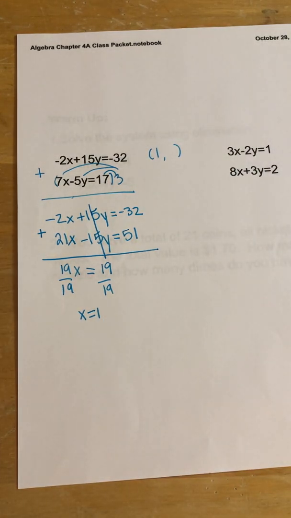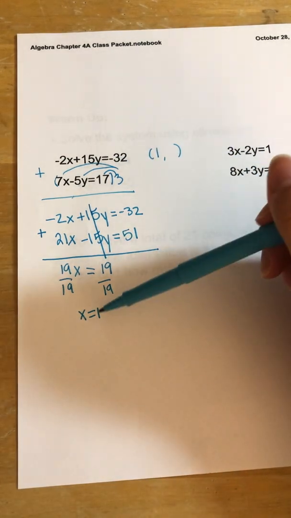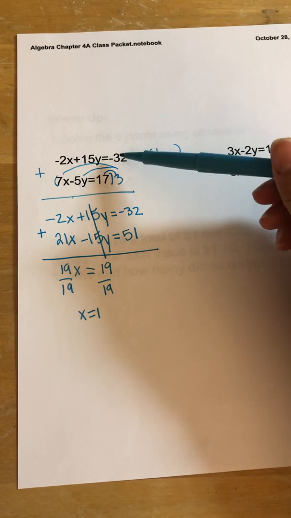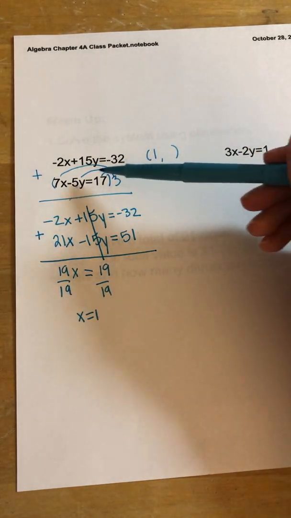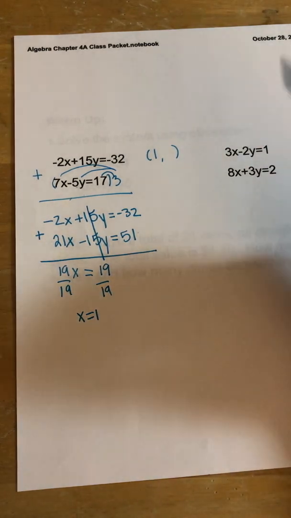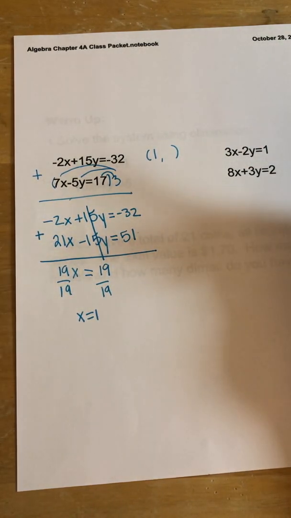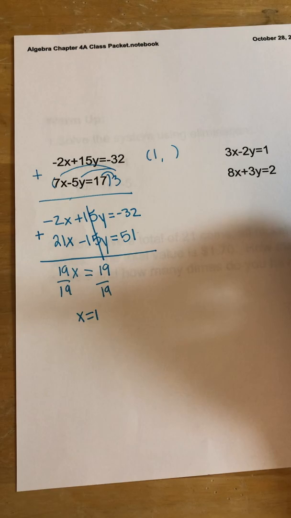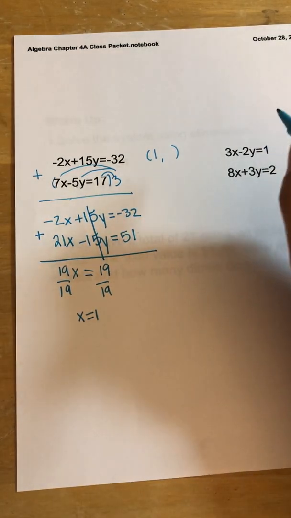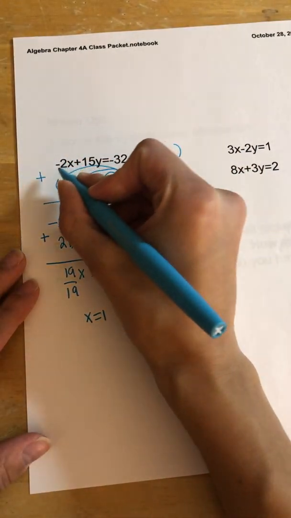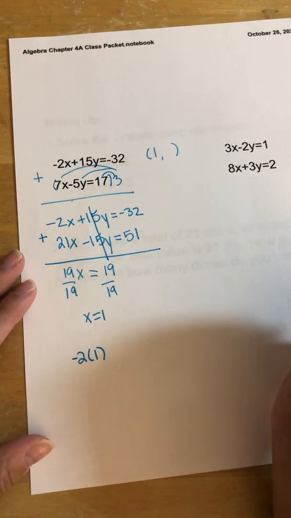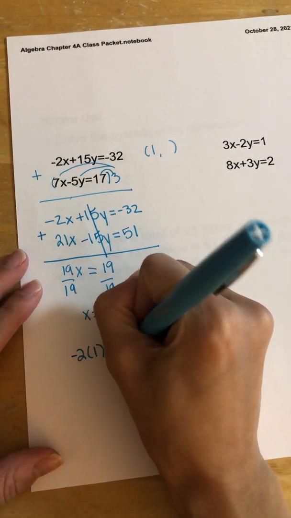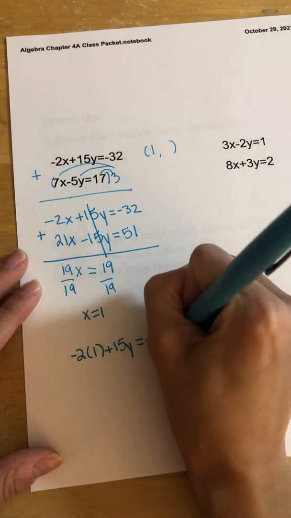In this case, you have a few equations you can choose. You can choose to plug 1 in for one of the two original equations, or you can even plug it into the equation that we got after we multiplied everything by 3. Doesn't matter, you're going to get the same answer. I'm going to plug it in for the top one. So I'm going to replace the x with a +1. So it's going to become -2 times 1 plus 15y equals -32.